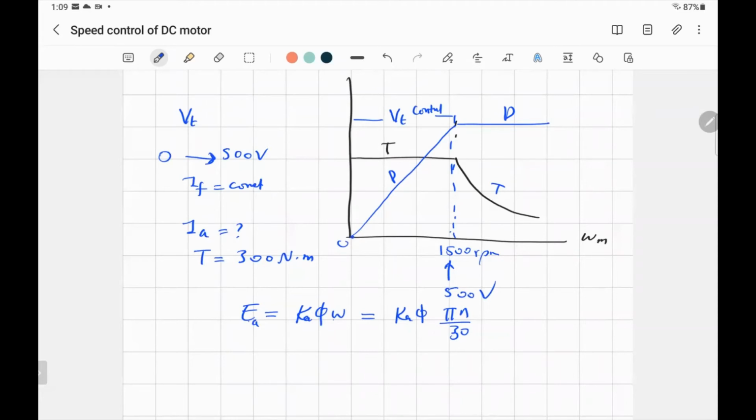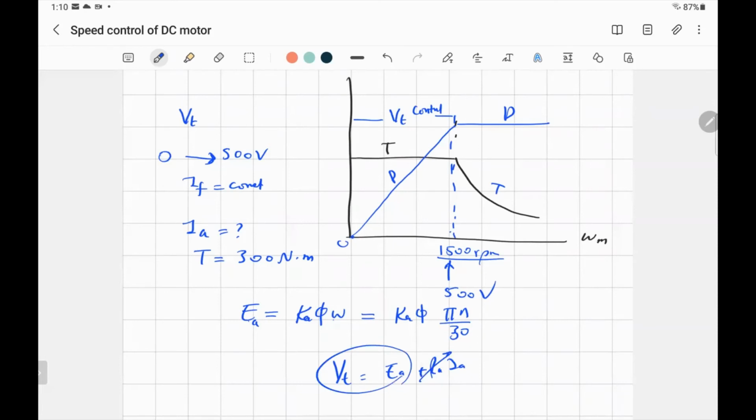But the problem is, I know n is 1500, the speed I want to operate at, but I don't know the armature voltage EA. I know the terminal voltage, 500, but they don't give you RA. In this case, RA is small, especially for a big motor, because they make it from thick wire, so the resistance is almost negligible, around 0.1 ohm. If you ignore the drop and want to make a fast calculation, you can say EA is equal to VT, because VT is equal to EA plus RA IA. If this is small, you ignore it, so EA is almost equal to VT.